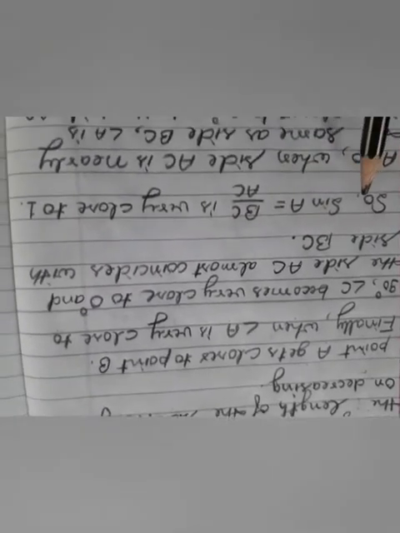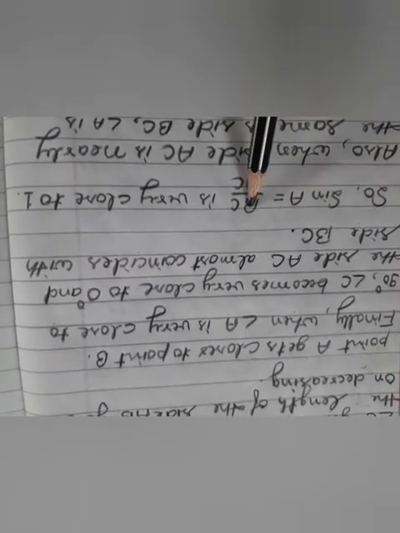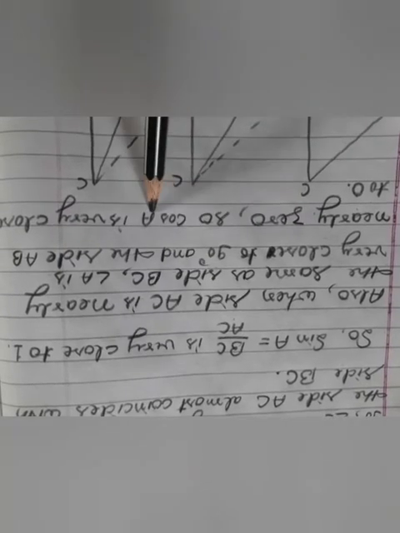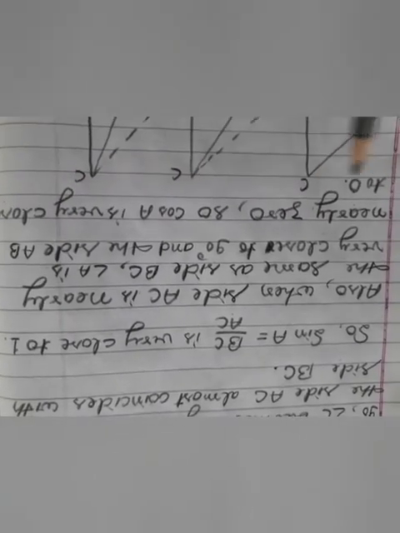Now look, sin A is equal to BC by AC, which is very close to 1. Also, when side AC is nearly the same as the side BC, the angle A is very close to 90 degrees and the side AB is nearly 0. So cos A is very close to 0.